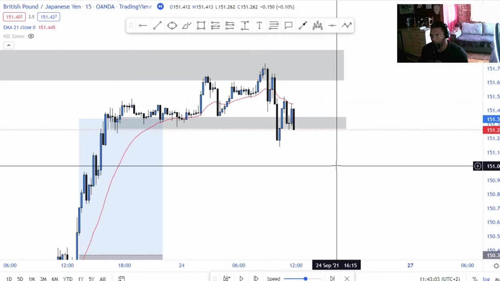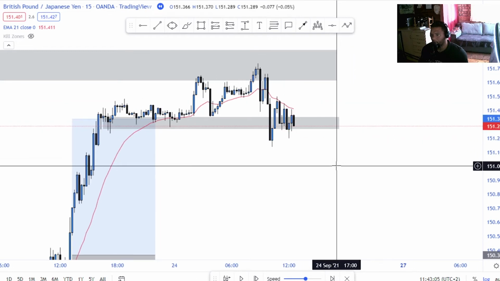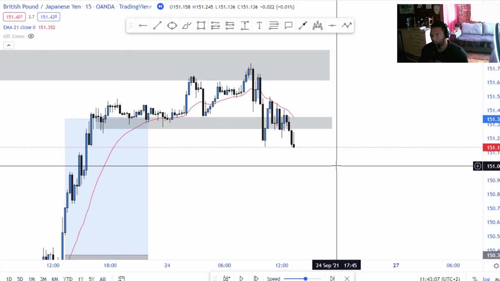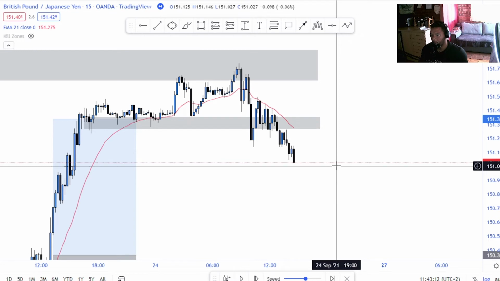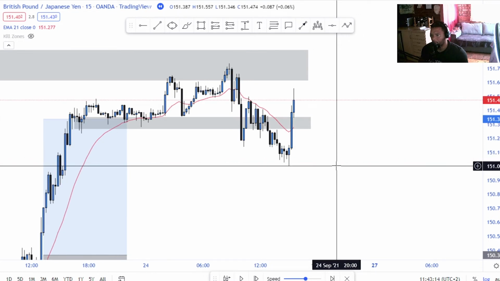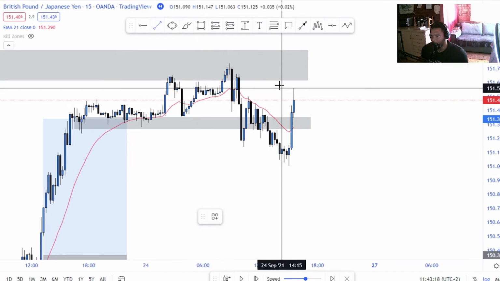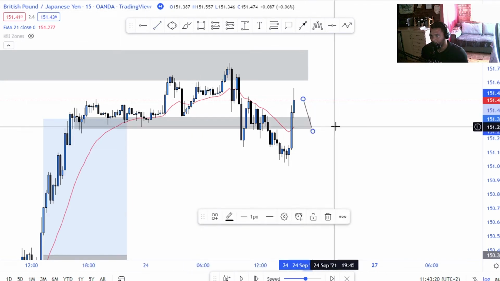Let's wait for it. We're trading under my 21 EMA right now. Right? Let's wait. Okay, I like that a lot. So now what I will wait for is for price to come to the downside and test this area again.